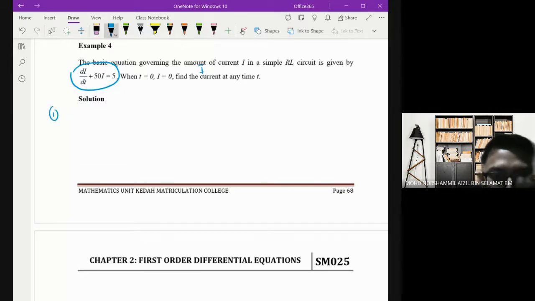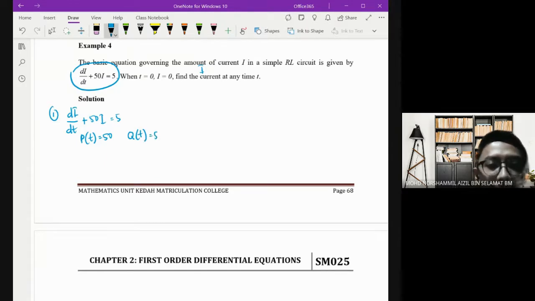Okay, step number 1 is to make sure that it is in the form similar to the non-separable case. Make sure it is the same. So in this case, we can spot already that our Px in this case is not Px, it is Pt. Our Pt is 50. Our Qt is 5. Okay, done already with step number 1.